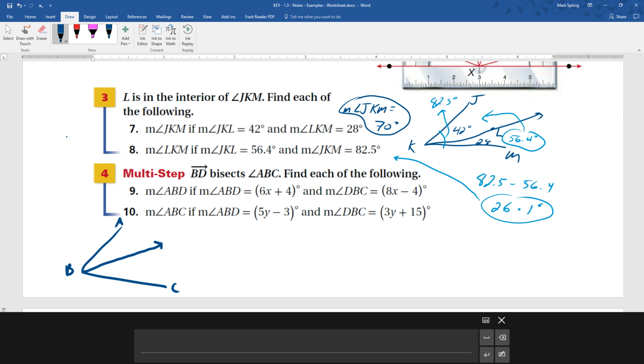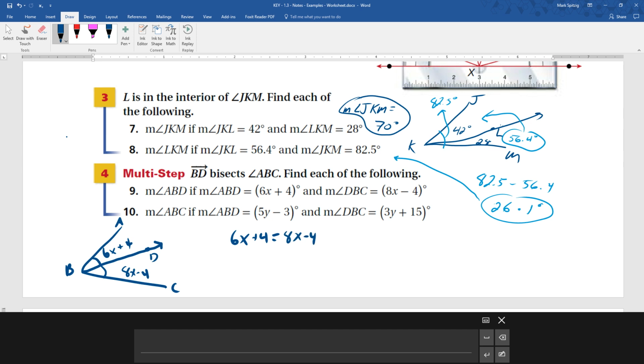In this last one, it was this angle plus this angle equals the whole angle. In this case, we know for a fact that these two angles are going to be congruent. I'll go ahead and mark them congruent. And then it says ray BD, so that's D. ABD is 6x plus 4, and DBC is 8x minus 4. So in this case, we know those two are congruent, so our equation is just going to be setting them equal to each other, right?